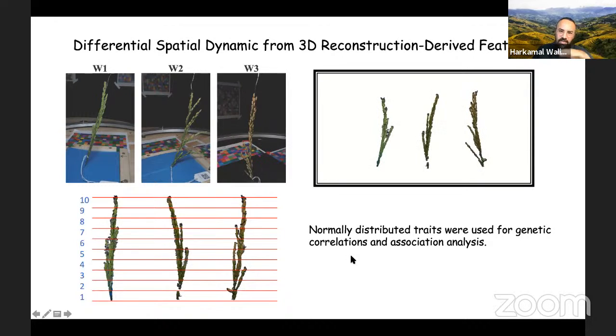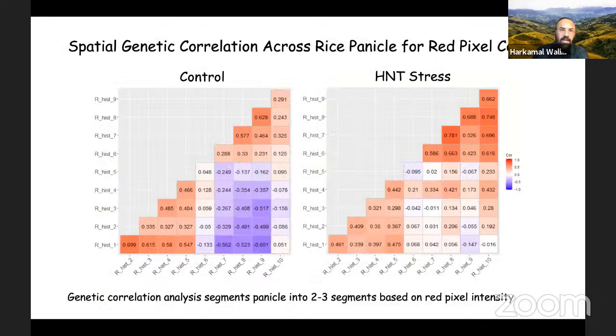So we sliced it, and many traits were not normally distributed, so we didn't want to worry about those in the present analysis. We worked with normally distributed phenotypic traits, and then we did some genetic correlations. Each slice from the bottom to the top is hist 1, hist 2, hist 3, for histogram 1, 2, 3. That's how we started looking at it. I don't know if that's the best terminology, but what came across was quite striking.